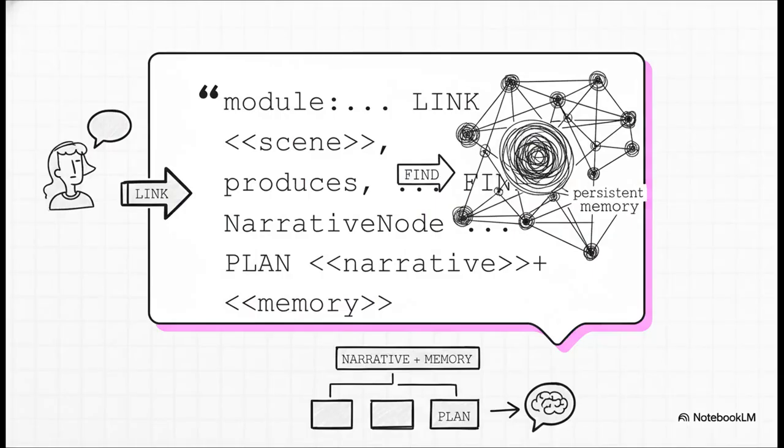And here's how they can work together, which is really cool. This module uses the link command to save the storyteller's output, that narrative, into its long-term memory. Then, later on, a different step in the pipeline can use find to recall some relevant memory from that brain. It then actually adds that memory to the current narrative before it plans the next step. So what you have is a pipeline that is actually learning from its own past experiences.